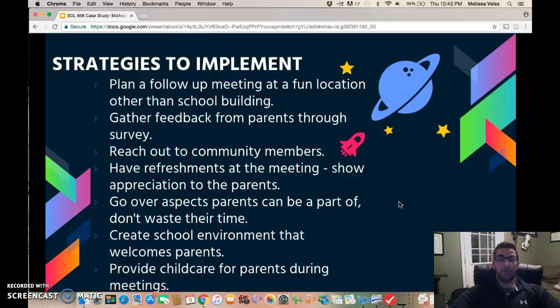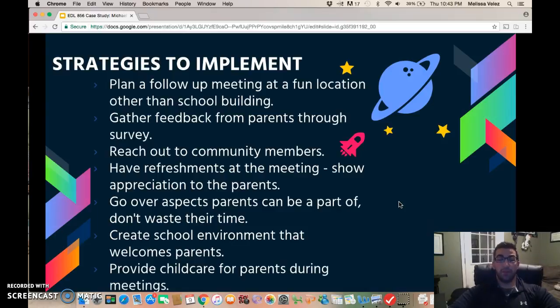Go over aspects parents can be a part of. Don't waste their time with things that they can't change or be a part of. Create a school environment that welcomes parents. A school should have a structured open door policy where parents can come in, make appointments to speak with teachers, look at the school, help with organizations throughout the school, and things of that nature.